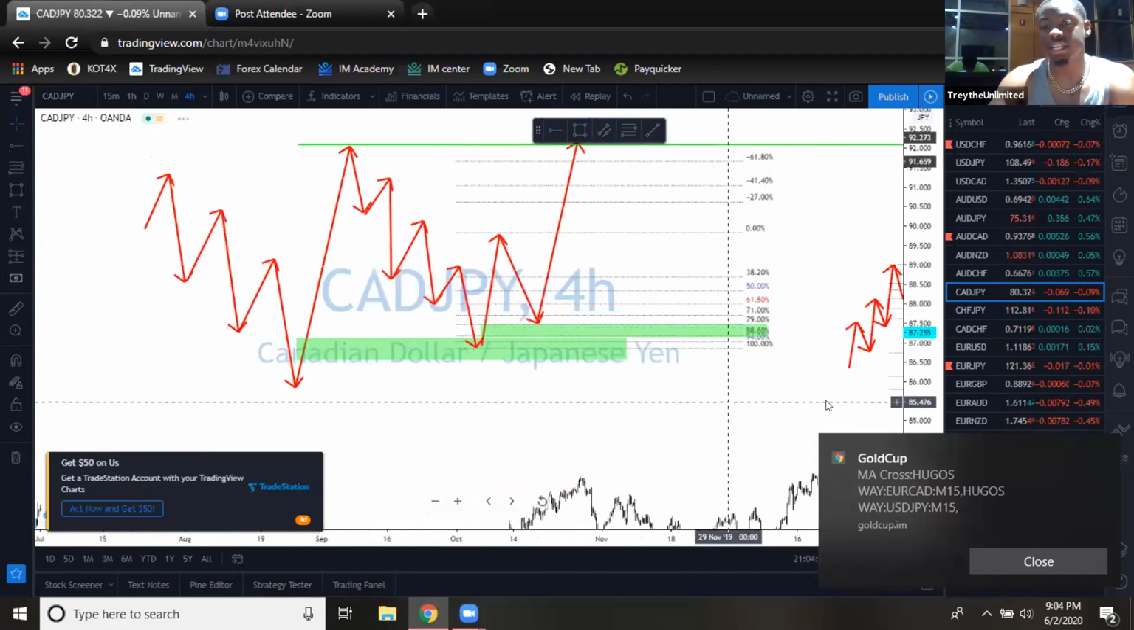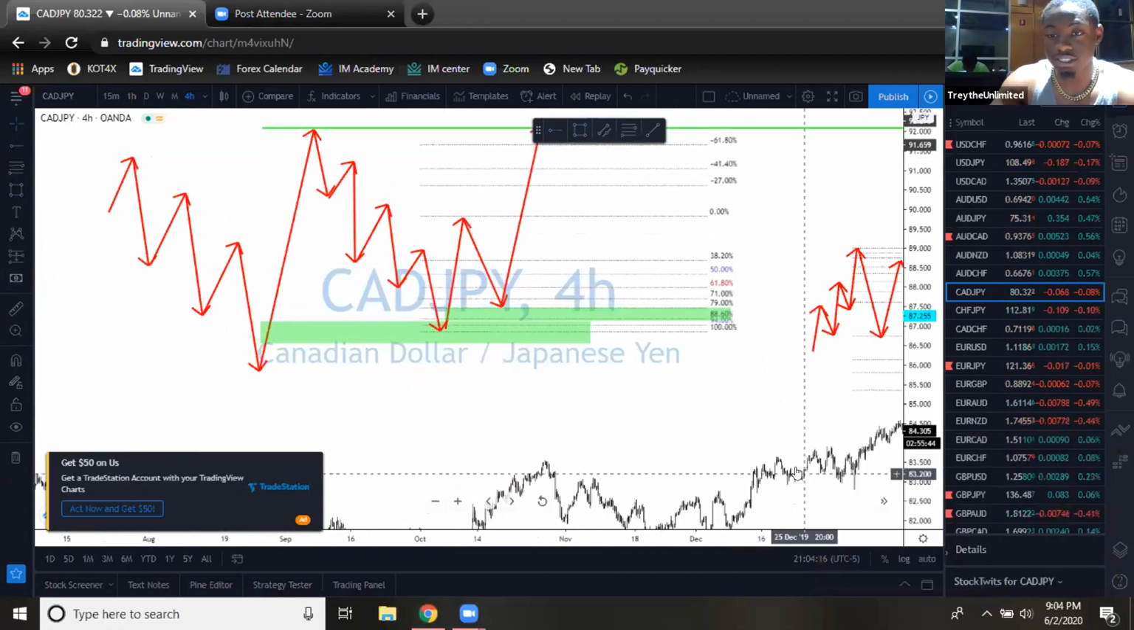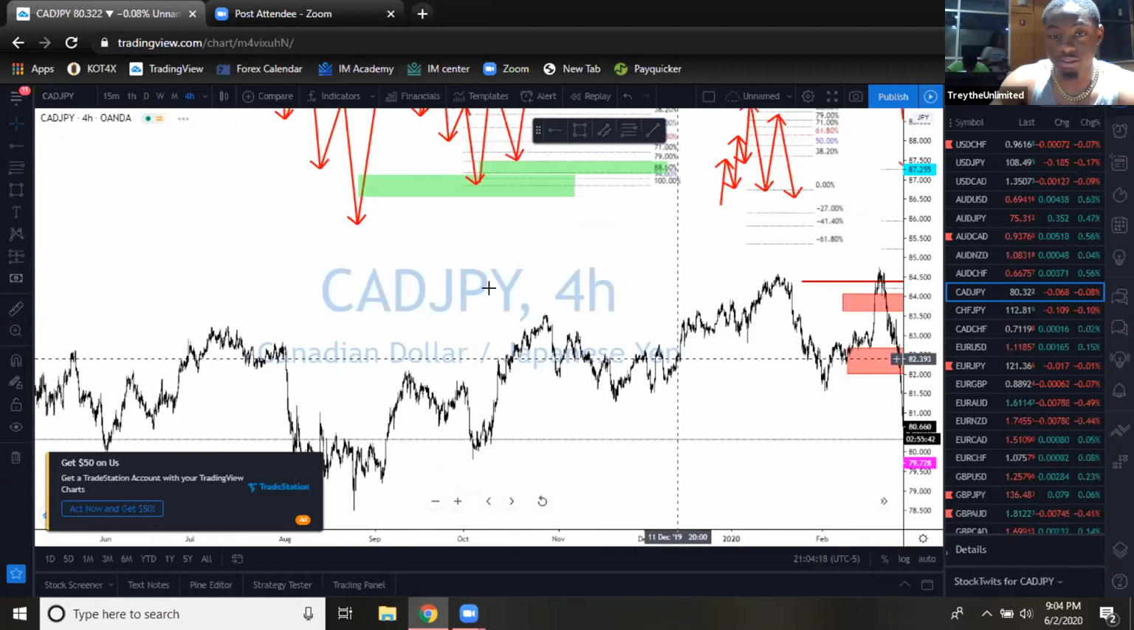Actually, let me go ahead and show y'all that on the chart. This is why I love this example. It's a really good example of what I'm talking about.